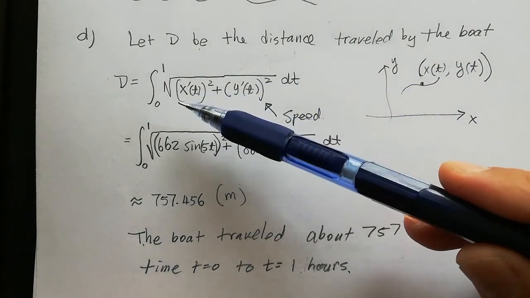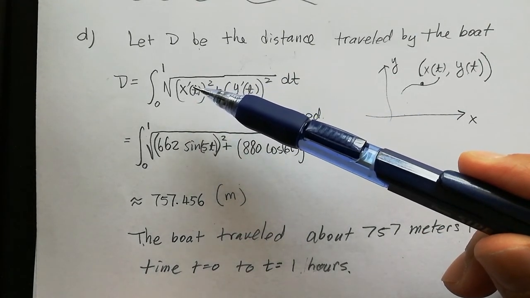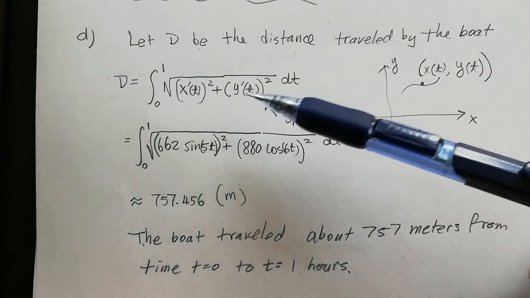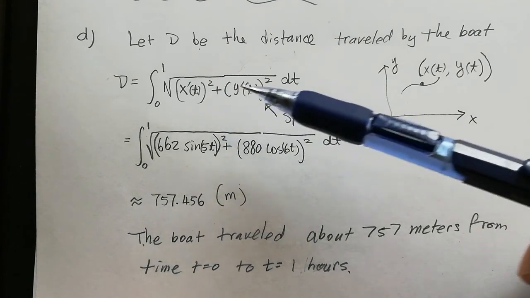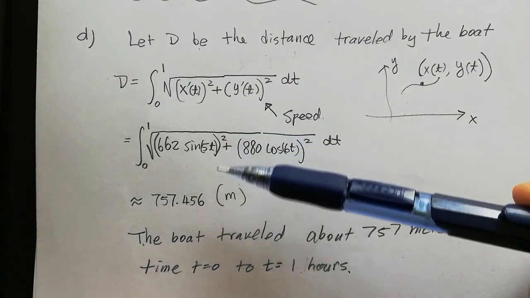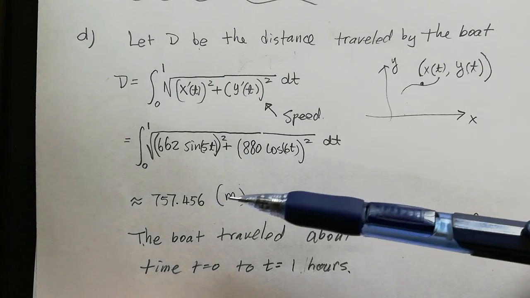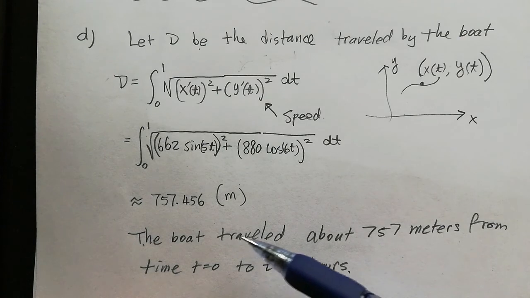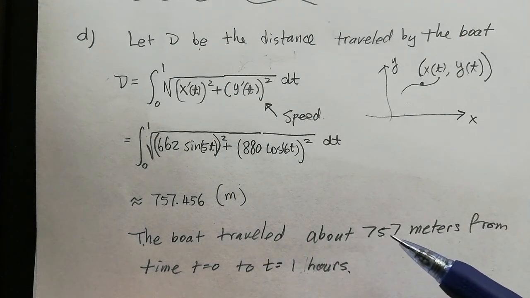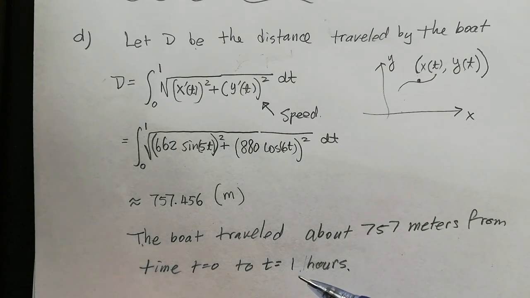The distance should be the integral of the speed, and the speed is given by the square root of x prime squared plus y prime squared. I substitute the x prime and y prime with the given functions and use the calculator to get the result, which is 757.456 meters. So in the end, you should answer the question: the boat traveled about 757 meters from time equal to 0 to time equal to 1 hour.